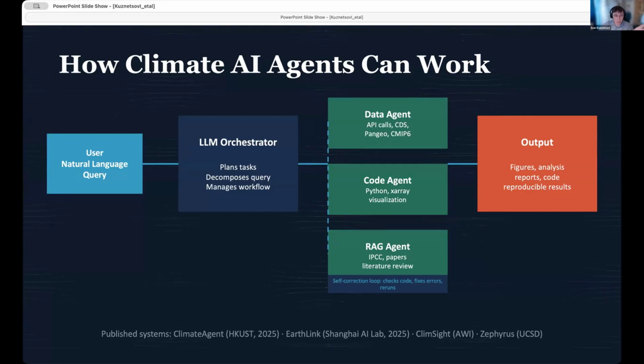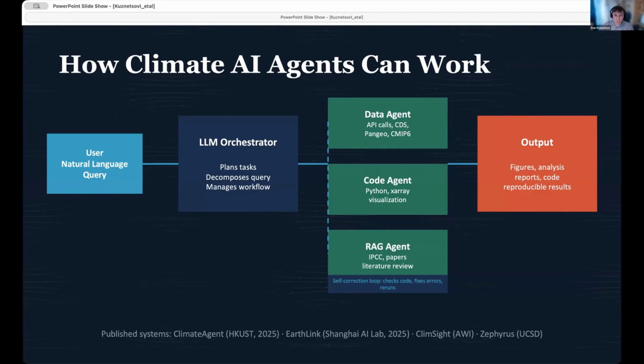Its job is to break the task into small steps. Those steps can then be handled by different agents. A data agent gets data from a source such as the Copernicus Climate Data Store. A code agent writes and runs Python code with tools like Xarray, Dask, or Cartopy. A RAG agent looks up scientific papers or other reference material, for example, to check how the NAO index is usually computed.